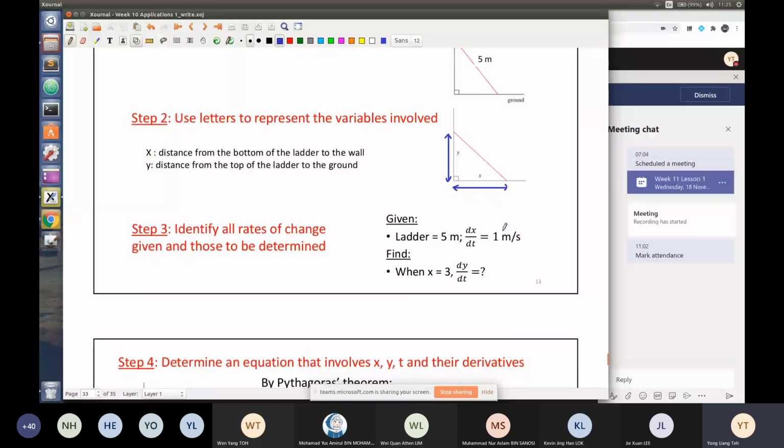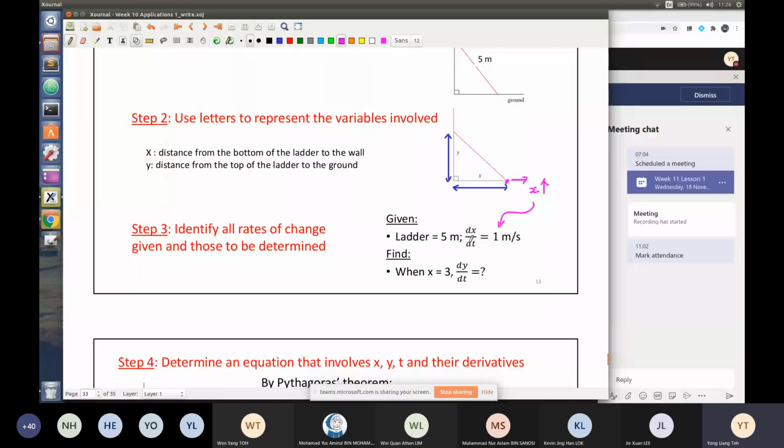It's important to take note of the polarity, because when this point is sliding towards the right, this x is increasing. I repeat again, when this x is sliding towards the right, x is increasing. So when x increases, it's going to be a positive polarity. So dx dt of 1 meters per second is because this x is increasing. Therefore, this has to be a 1.